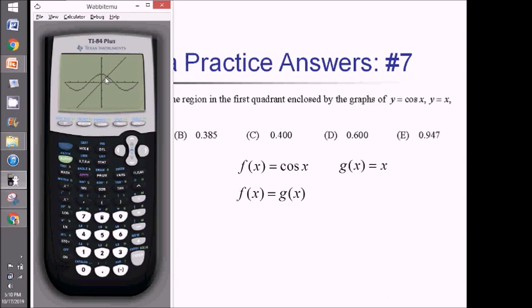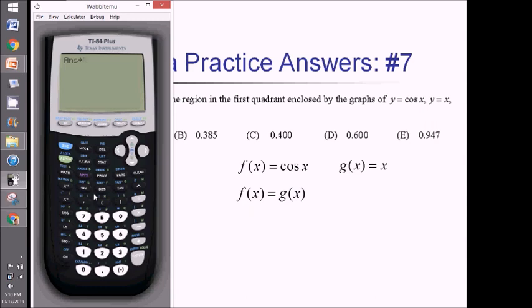So that's going to be second trace and then option 5 for intersect. Let me move my spider a little bit closer to the intersection. Press enter 1, 2, 3 times. And that gives me this x value, 0.7391 if we round it off. I'm going to immediately quit out of the graphing screen, and I'm going to store that value that I just got as some variable. I'm going to call it P.